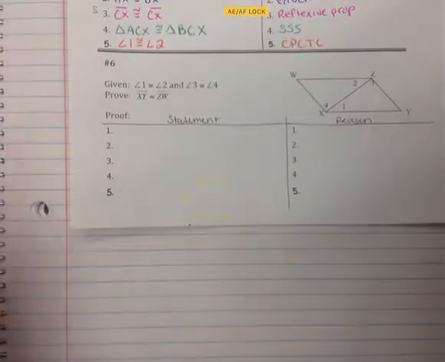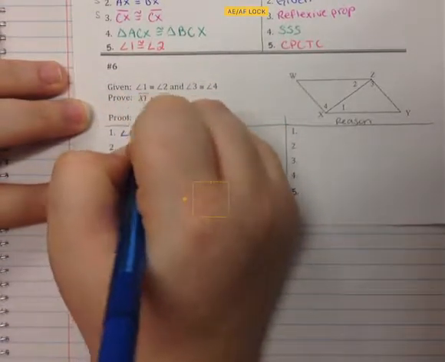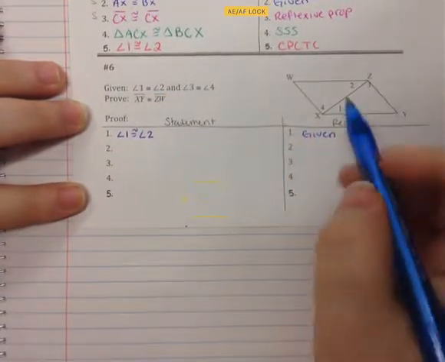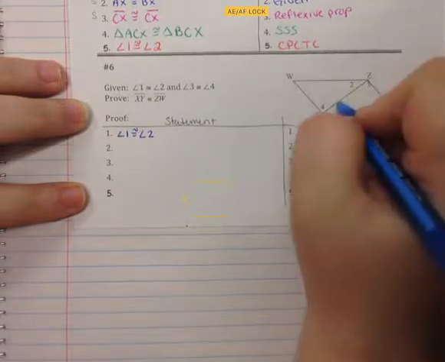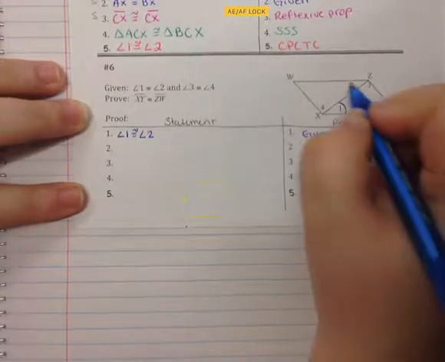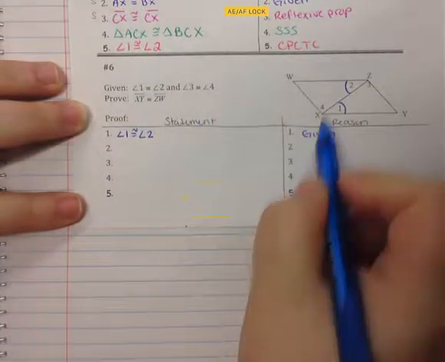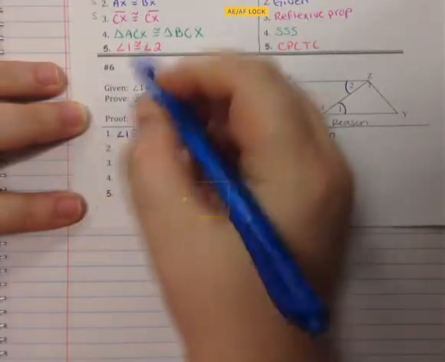This last proof, again, we're going to start with our givens. So angle 1 is congruent to angle 2 because it's given. I want to go to the picture. Angle 1 has an arc, so 1 arc here, and angle 2 is going to have 1 arc on it. It's in our proof, it's in our picture, it says congruent, check.